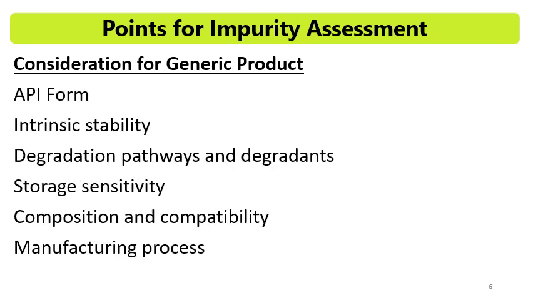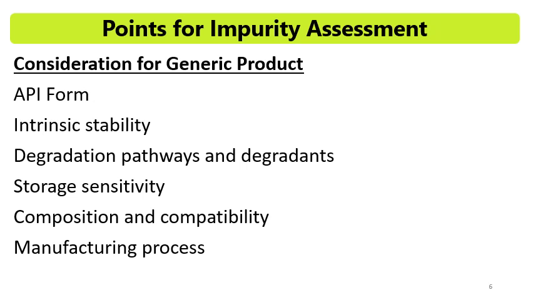Then coming to the API related considerations, once again, the API form of the formulation, which API form is being used in the formulation. Generally crystalline forms are stable compared to the amorphous form. So form plays a critical role, and form is the polymorphic form or crystalline form. Then what is the intrinsic stability of the form? What are the degradation pathways and degradants?